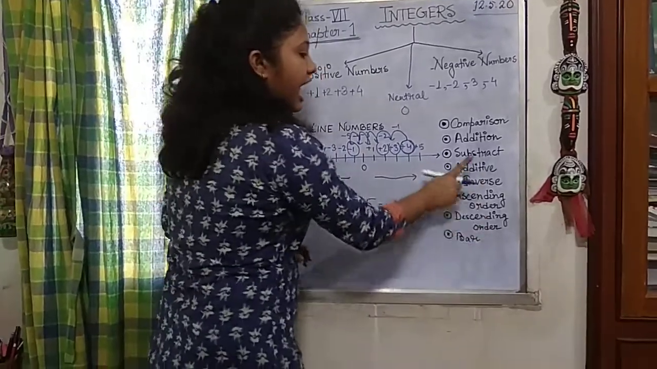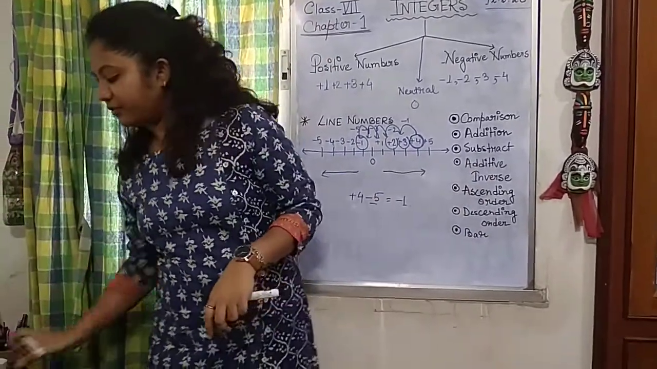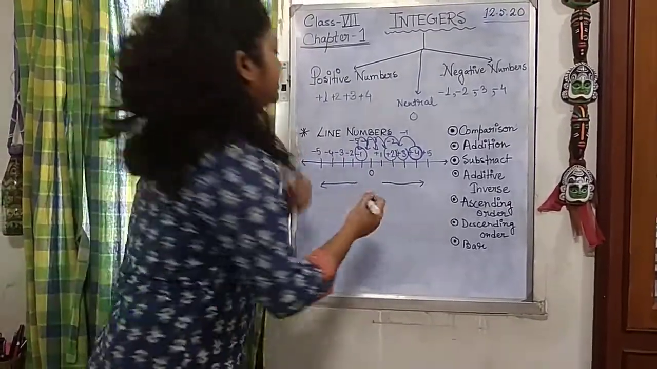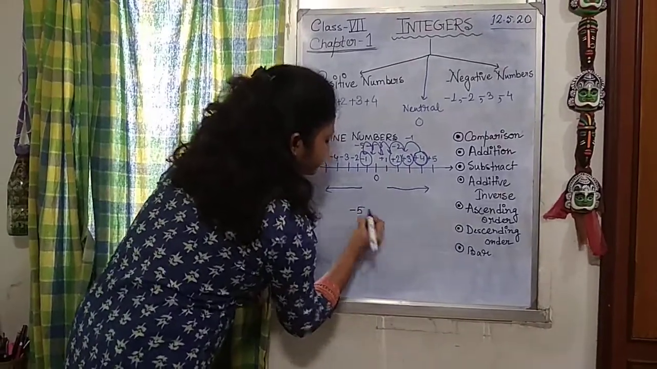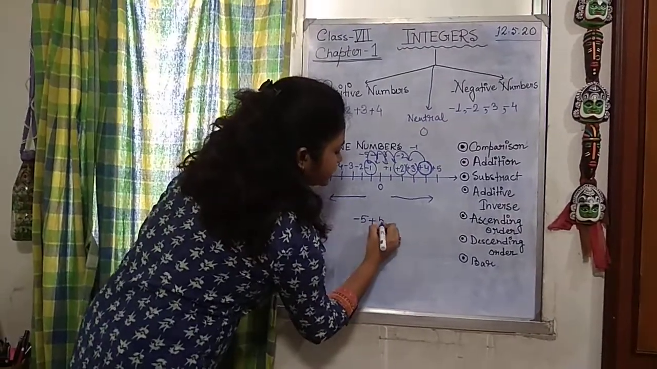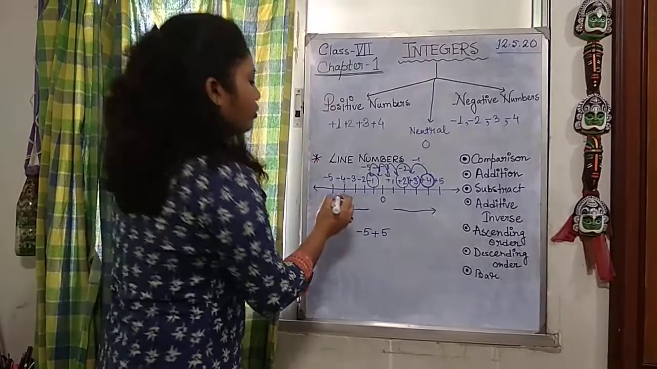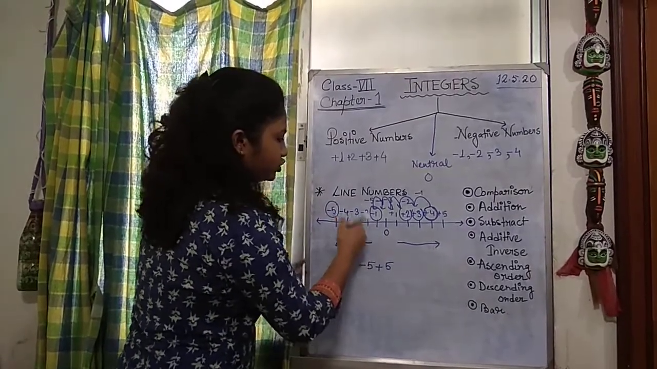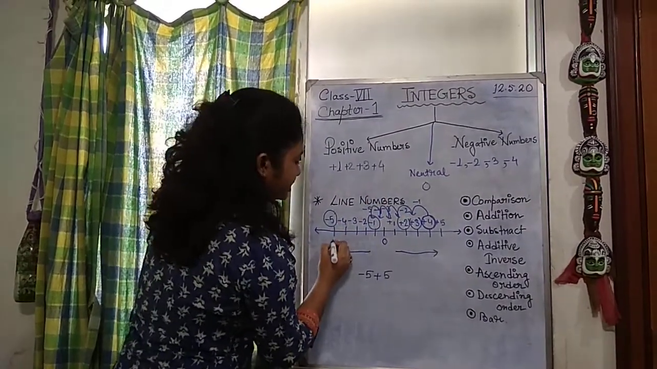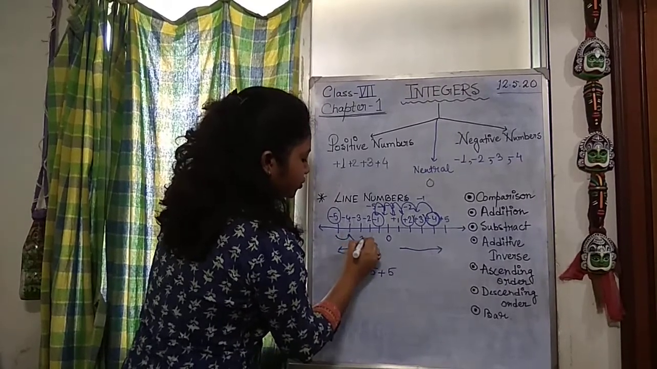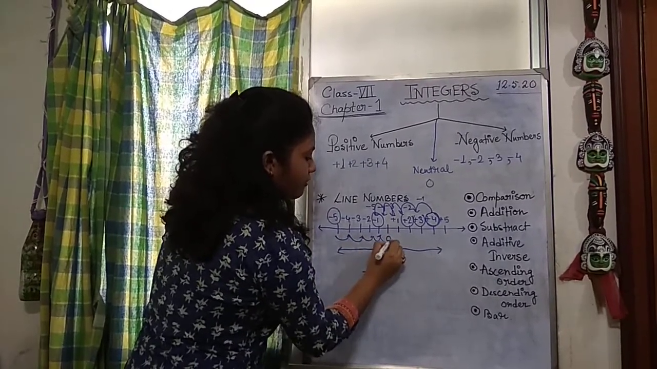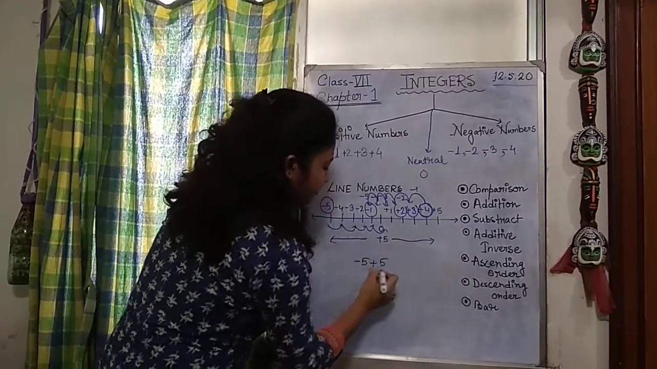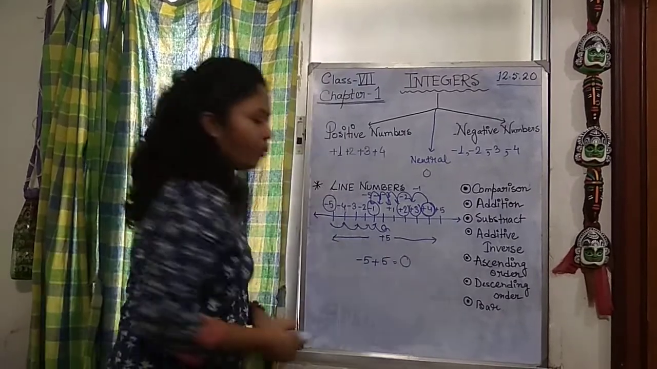So now coming to the additive inverse. What is additive inverse? Suppose there is -5 and we say there is a +5. Now -5 is out here. Plus 5 means we will jump. I am showing it in the downward side so that you understand it better. 1, 2, 3, 4, 5. So 5 jumps are there, means adding +5 gives 0.